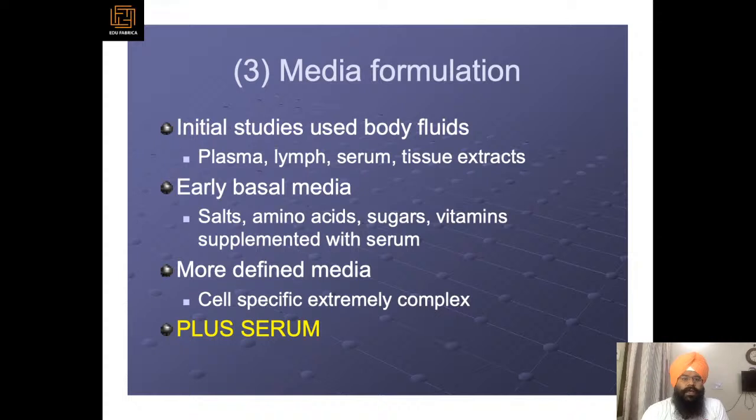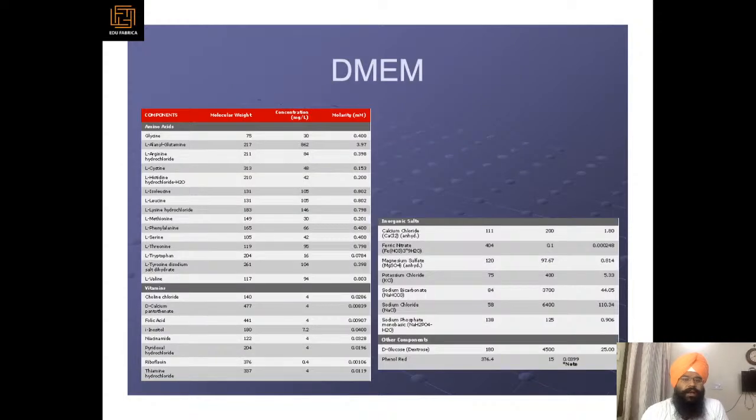Media formulations, we discussed yesterday in quite some detail. They should have amino acids, sugars, and vitamins, supplemented with serums, or extremely specific defined media for certain things. This is how the DMEM media constitution looks. All these things have to be there: amino acids, vitamins, inorganic salts, and other components. Amino acids should include from glycine to arginine, cysteine. Vitamins should include calcium pantothenate, folic acid, inositol, nicotinamide, riboflavin, like this.